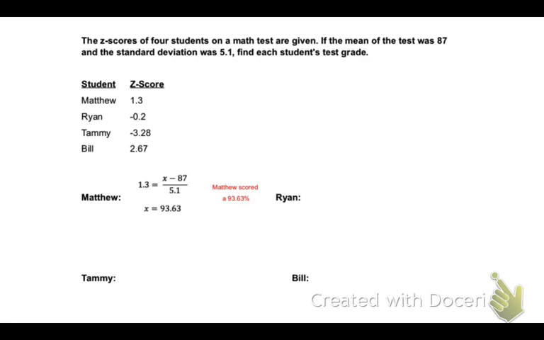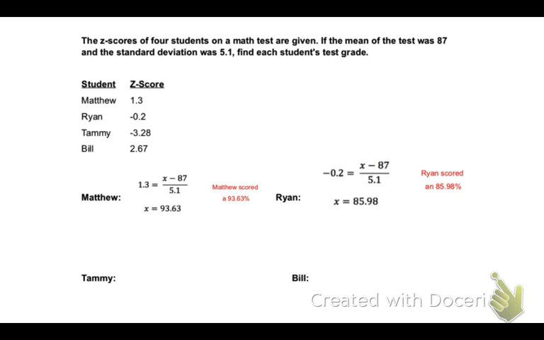Ryan's z-score is a negative 0.02, so I know right away that he scored less than Matthew, and it should be probably quite a bit less than Matthew. So let's see. Not quite a bit. This actually has a smaller standard deviation than I think what I paid attention to, but we take his z-score, set it equal to the formula, solve the formula. He's going to have an 85.98.